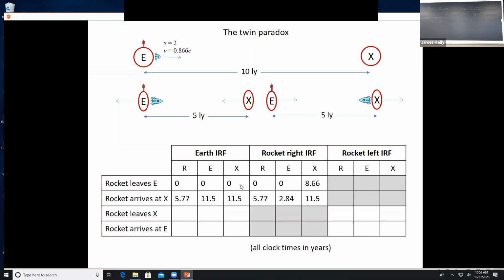Now, that's not true about the clock that's on X. Earth says that, according to the Earth IRF point of view, that clock read 0 at the same instant when the rocket left Earth. As soon as you start moving right, our assessment of whether the point we're moving towards is in the future or in the past changes. In this case, taking the rocket-right point of view, it's heading towards that distant location. So the event at the distant location happens first.